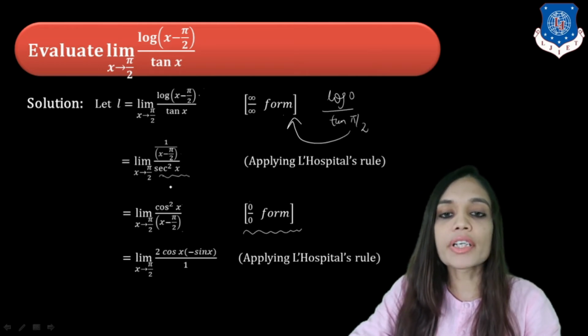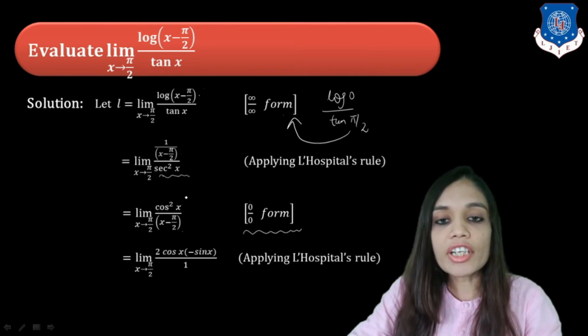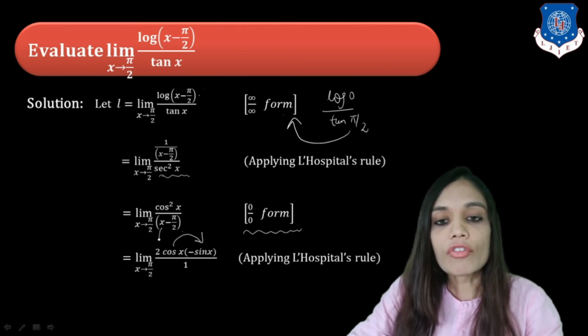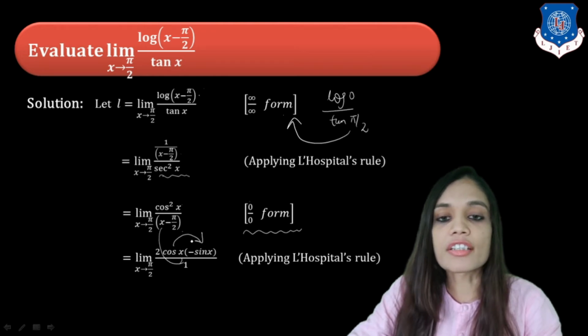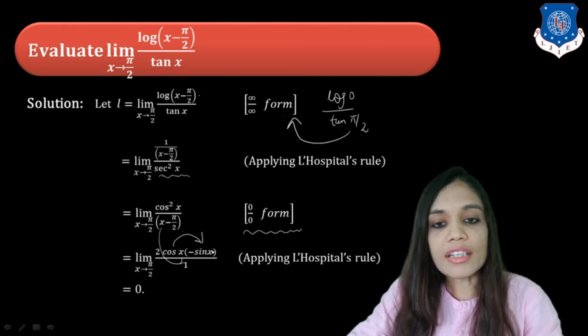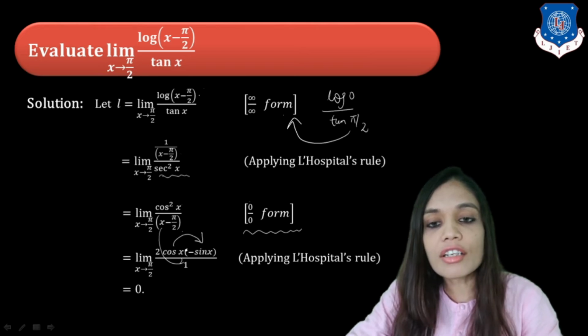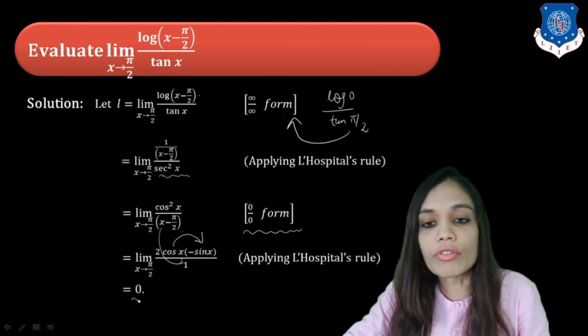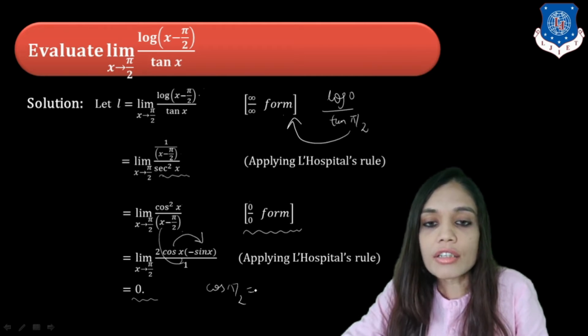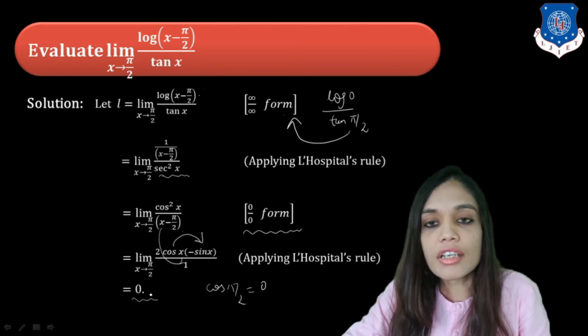Now again apply our L'Hopital's rule. So what you will get? Do the derivative of numerator first. So 2 cos x. Now apply chain rule. So derivative of cos will be minus sin x. And derivative of denominator will be 1 and derivative of pi by 2, that is equal to 0. So we are getting finally limit x tends to pi by 2, 2 cos x into minus sin x upon 1. Now put x is equal to pi by 2. So answer will be equal to 0 because the value of cos pi by 2 is 0. So final answer of the limit is 0.